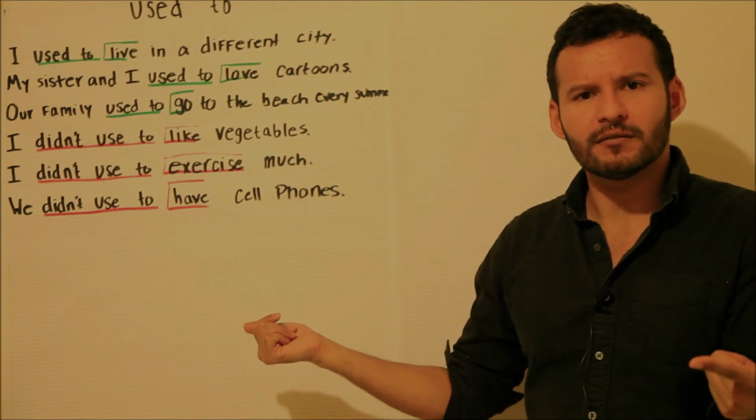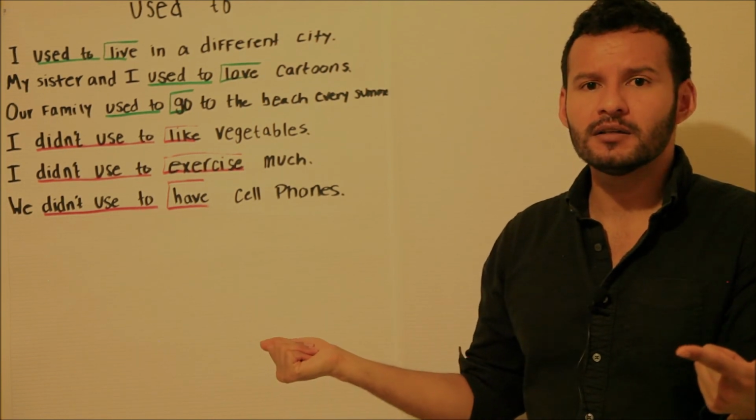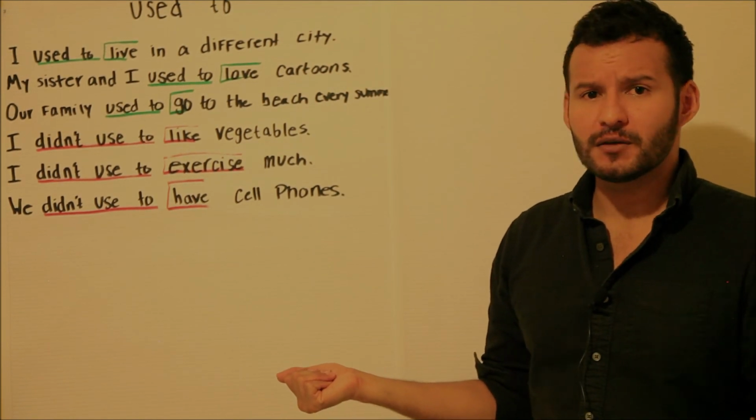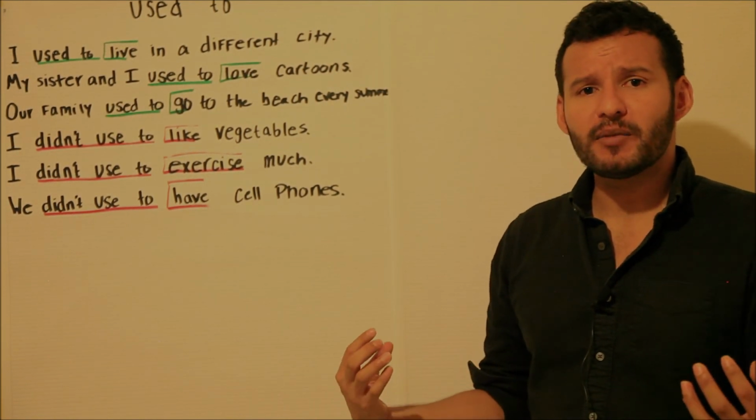Where did you use to live when you were a child? What TV shows did you use to like? What foods did you use to like? Did you use to have any pets?